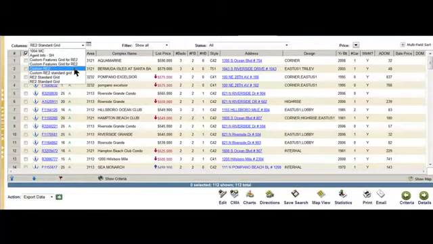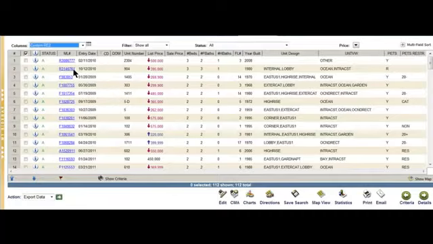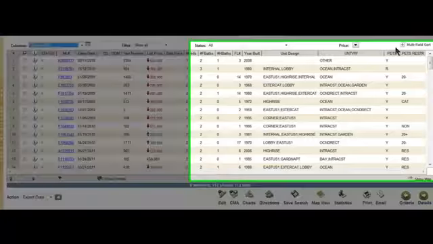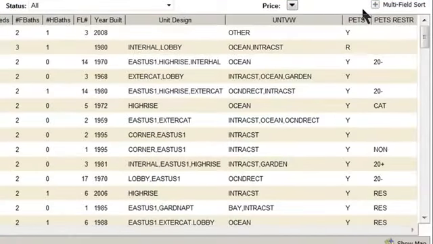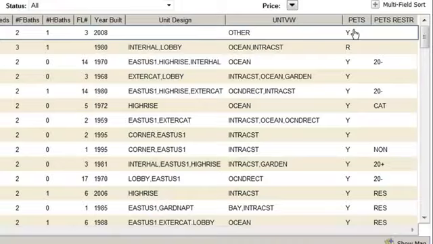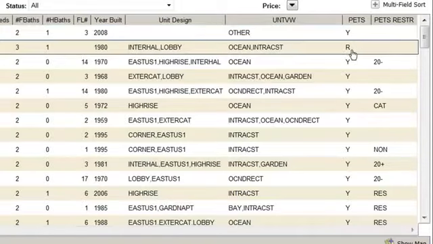This is something that I put in so that you can understand what's going on. Now, take a look over here. Pets. Now you have yes. You should have yes, no, but look, there's an R here, meaning restricted.